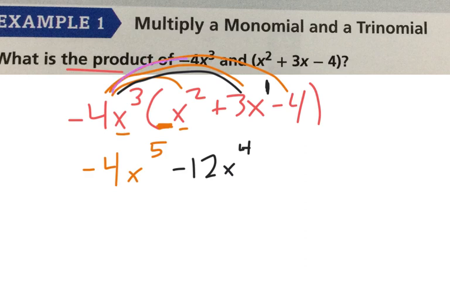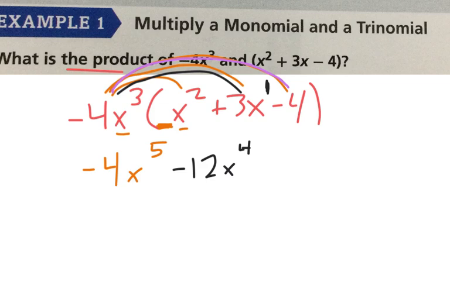And then lastly, I'm going to multiply negative 4x cubed times negative 4. But those aren't like terms. Can I multiply things that are not like terms? You can. Okay? When do we care about like terms? When I am adding or subtracting. I always say combining. I can add or subtract things, they have to be like terms. But I can multiply any term by any other term. They don't have to be like terms. So that only matters when you're adding and subtracting.